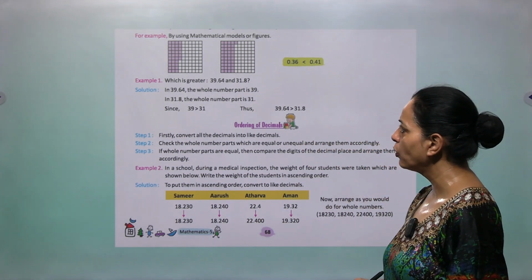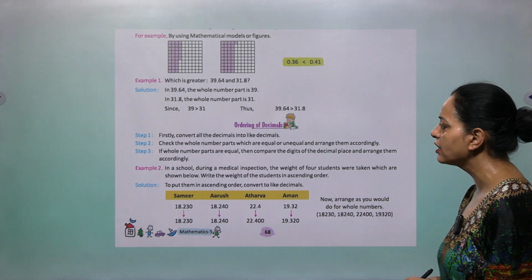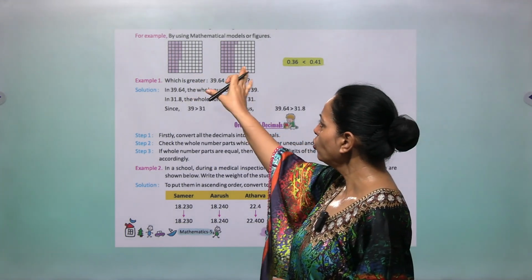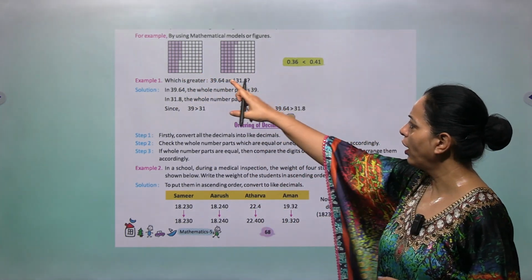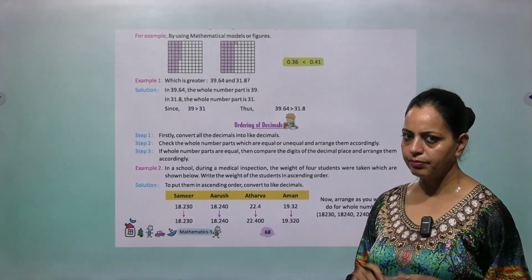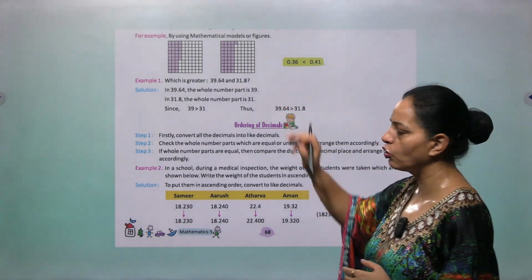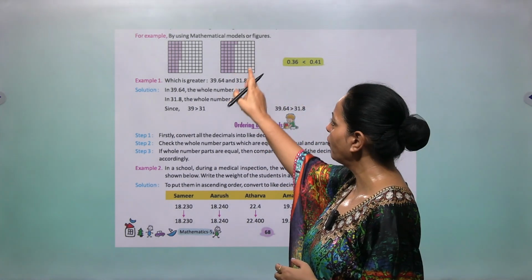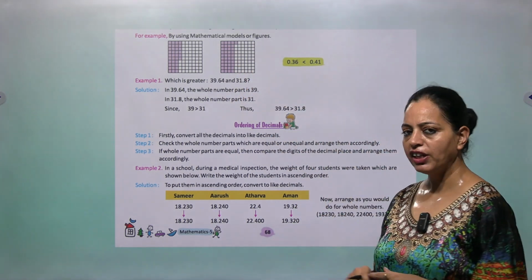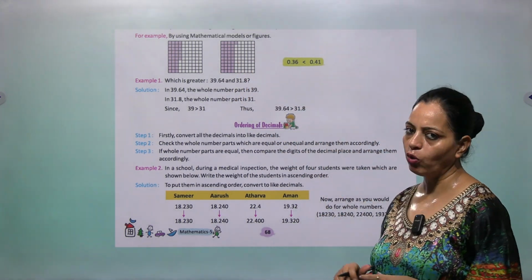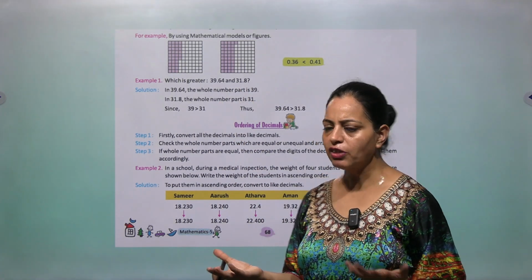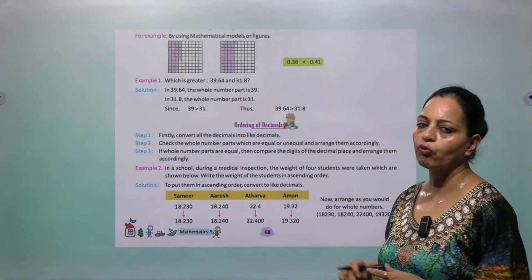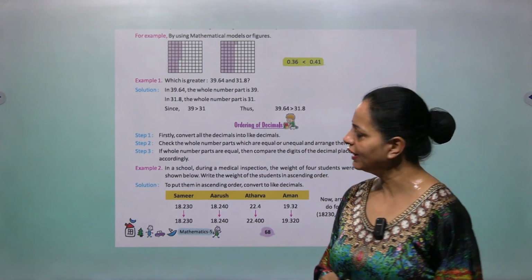So for example, by using mathematical models or figures, here two figures are given. From the first one, out of 100, 36 are shaded, so it becomes 0.36, and second one में 41 shaded है, so it becomes 0.41. So automatically you can see which one is bigger, 41 is bigger. So 0.41 is bigger than 0.36.